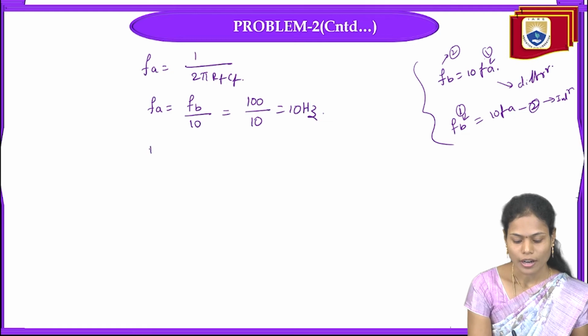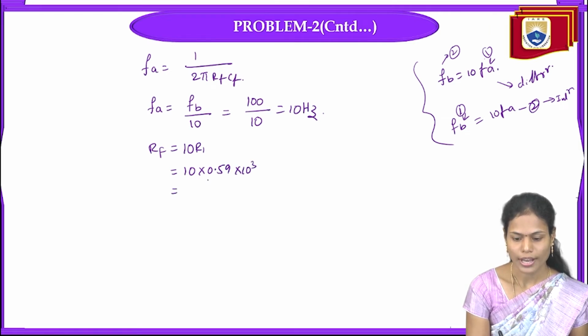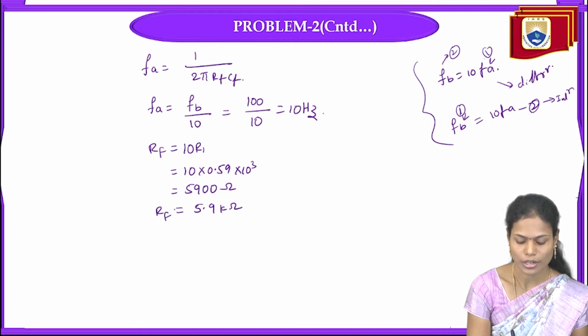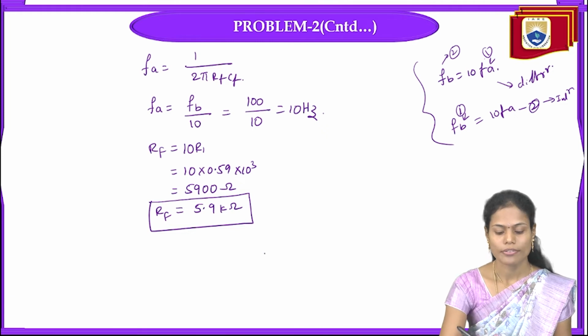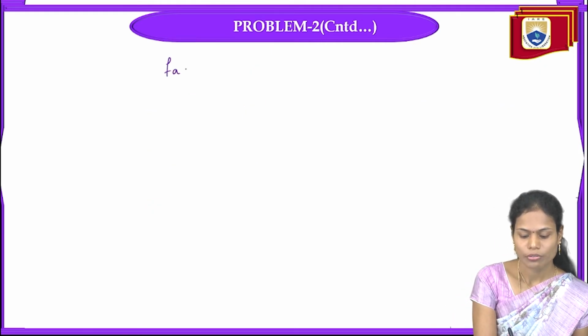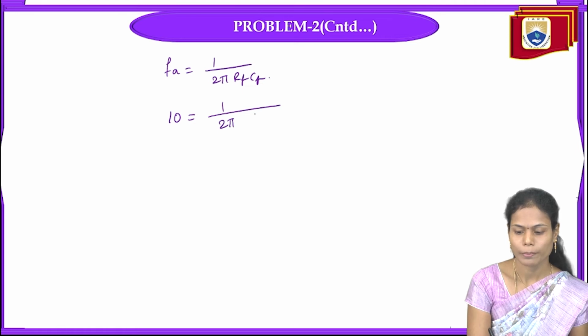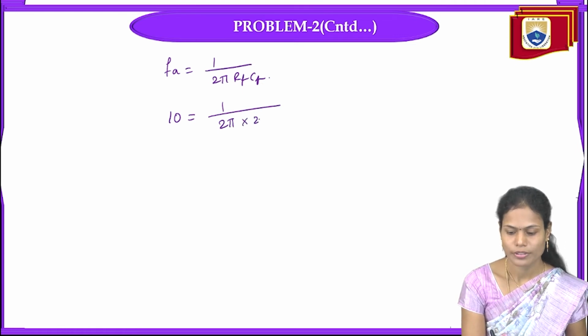Okay. And the RF value, we have to choose here. It is 10 times the R1 value. So the R1 value, we have just now assumed as 0.59 kilo ohms. So 10 into 0.59 kilo ohms means we will get 5900 ohms. That is nothing but approximately 5.9 kilo ohms. So the RF value is 5.9 kilo ohms. Or else, from the FA relation also, we can calculate this RF value. We will see that. So FA equal to 1 by 2 pi RF CF. The FA value is 10, 1 by 2 pi, and the RF value is, the capacitance value is 2.69 into 10 power minus 6.